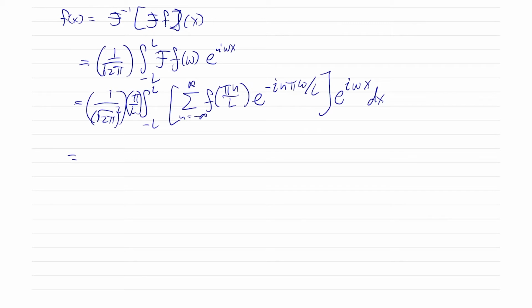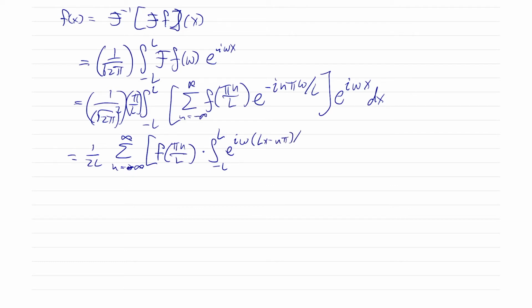So we have square root of 2 pi on the bottom here, and then we have pi on the top. So that's just going to cancel to be pi over 2, 1/2. And so that leaves us 1 over 2L here. And then we're going to have the sum n equals negative infinity to infinity, moving the integral to the inside. What we're going to be left with is f of pi n divided by L, times the integral from minus L to L of e to the i omega (Lx minus n pi divided by L) d omega.